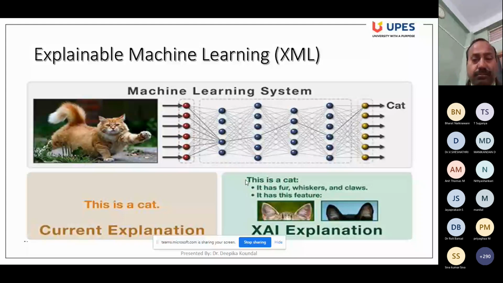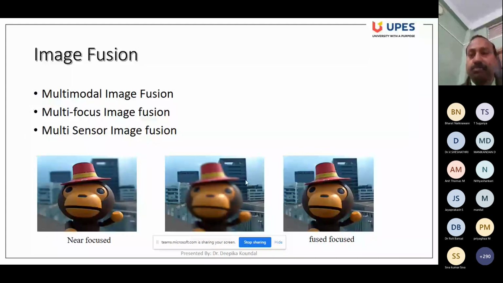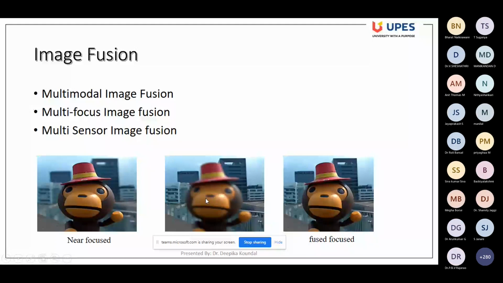Then another operation is image fusion. Image fusion means that we are overlapping two images, and then we are getting one image. You can see this is near focused, meaning the front object is clear, but the far object behind it, the background, is blur. And in the second image, you can see the front object is blur, but the background is clear. So instead of storing these two images on our computer, because it will occupy space, we will overlap these two images and get this fused focused image.